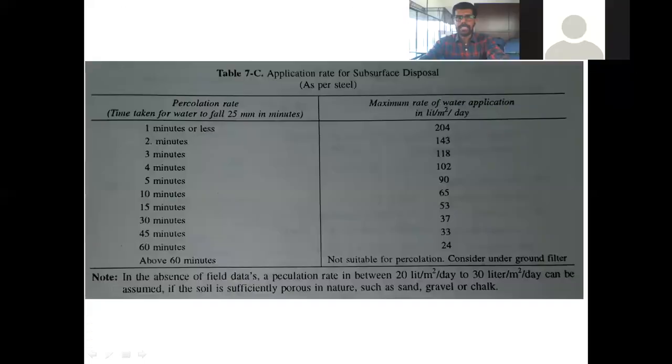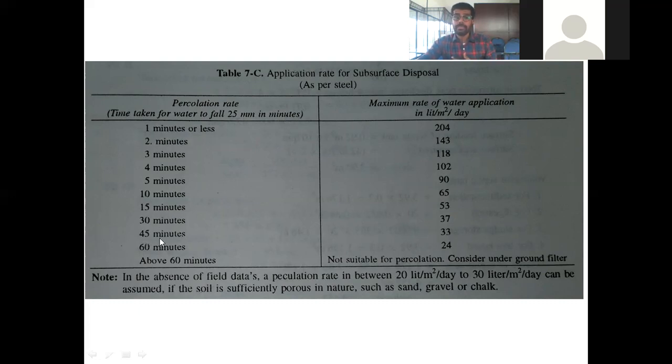So this is table 7C. Time taken for water to fall 25 mm, in minutes. For 1 minute it will be 204. For 3 minutes it will be 118. For 10 minutes it will be 90. For 15 minutes it will be 65. For 30 minutes it will be 37. For 45 minutes it will be 33.